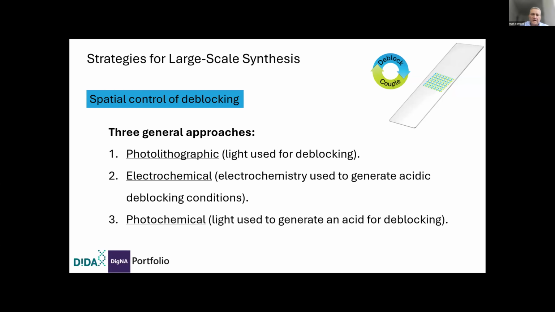We use light to create, in a specific type of reagent solution, a photoacid. So we essentially use light to catalyze the conversion of a molecule from a neutral molecule to an acidic molecule. And then that acidic molecule removes the 5' blocking group on standard phosphoramidites, and then we can continue with the spatial control of the reaction. So let me do these one by one.